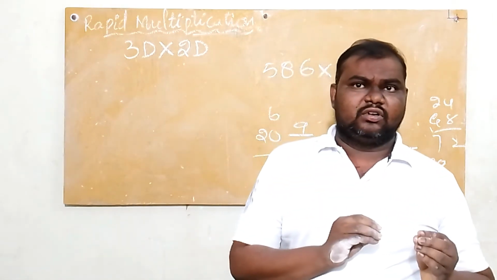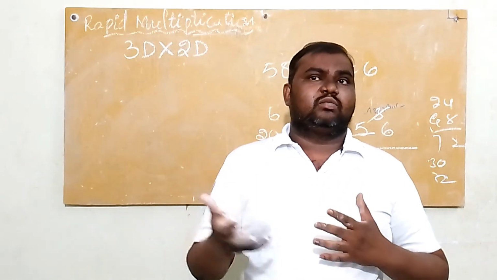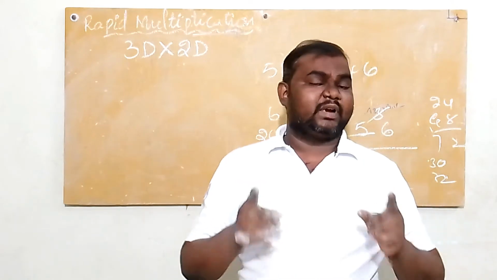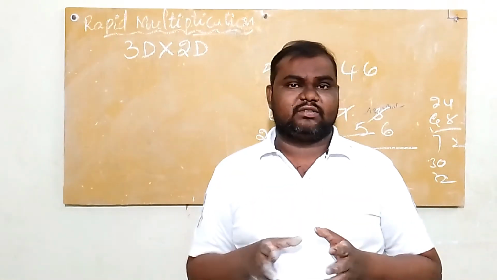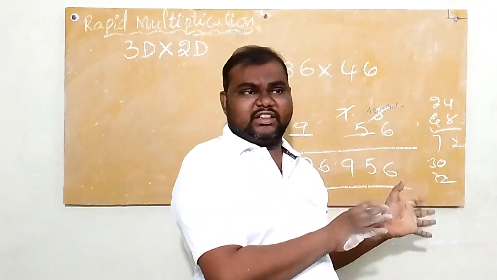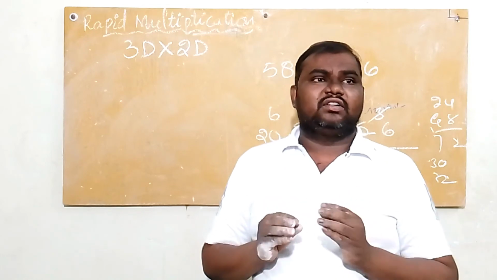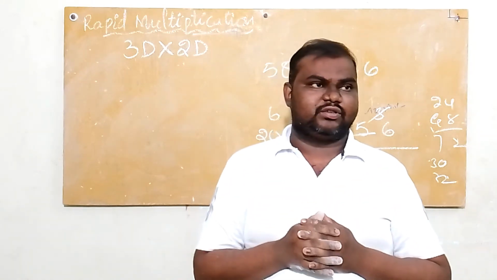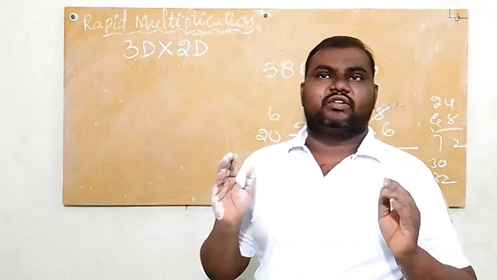Whenever we save time solving the problems, we can focus on more problems and more questions. So we have to practice mainly. How you have to practice: always practice from simple to complex numbers. Simple to complex means first you take small numbers and practice this method until you understand very clearly. Later on you go with complex, bigger numbers, to get perfection on the problems. This is today's class.